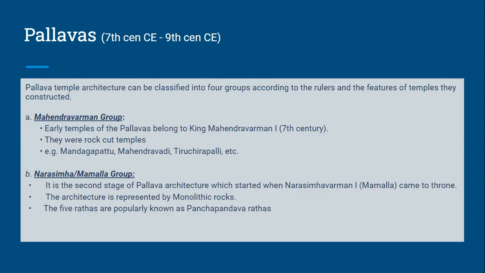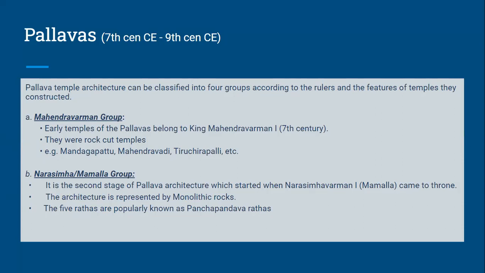The first one is the beginning of temple architecture. Now, this first one is not considered to be a Dravida style. Why? Because it is just the beginning of temple architecture under the Pallavas, which is called the Mahendravarman group of temples. These are the early temples patronized by Mahendravarman I, and these are the rock-cut temples which we have studied under rock-cut temple architecture.